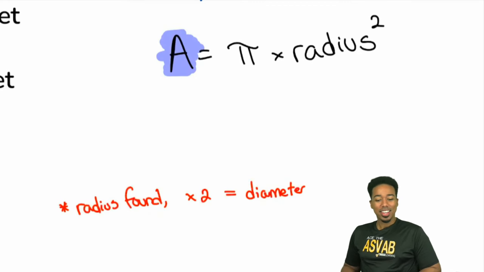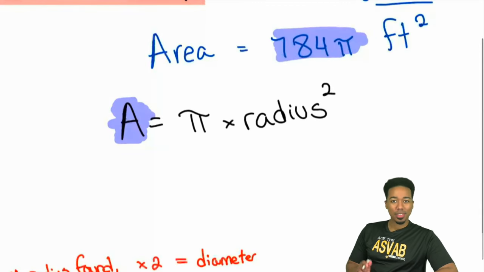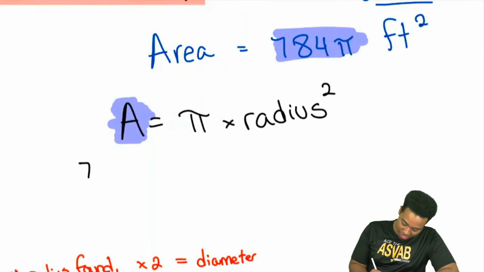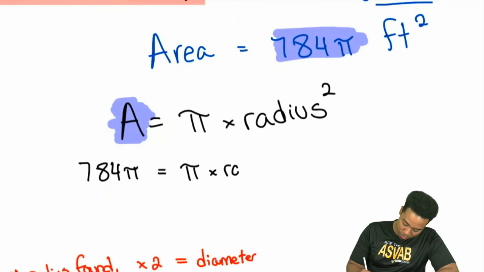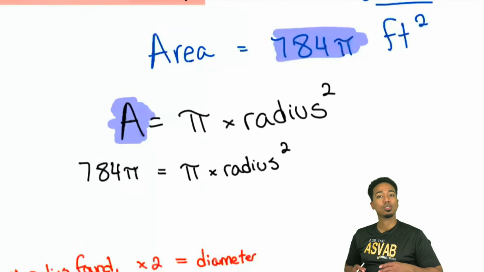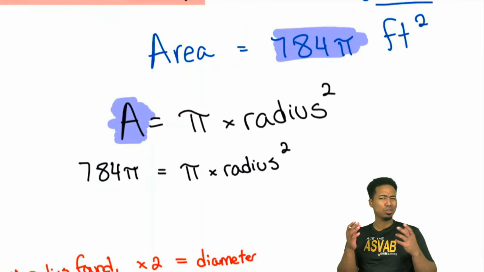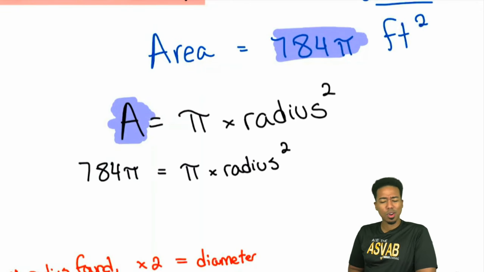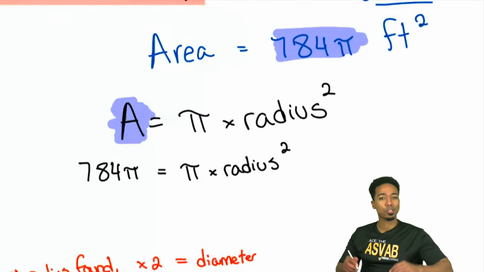So let's go ahead and fill in what we have. And I'm going to show you how this problem is going to be a little easier than you thought. We have 784 pi filled in for the area, and it's going to equal pi times that radius squared. Everybody, just like in the previous question, what do we start doing here? Do we try to do the square root, or do we divide by pi on both sides? What's going to be the easier way to go, or the right way to go, really? Yeah, divide by pi. We'll start with that.